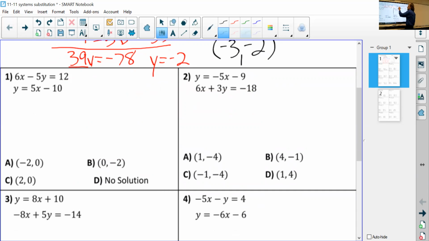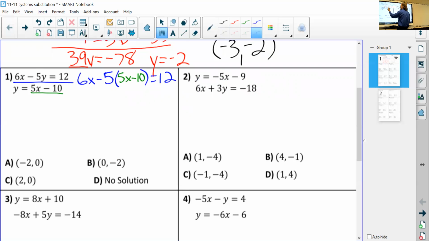So let's try one more. Number one tells us y equals 5x minus 10. Okay, cool. So I'm going to rewrite this top equation, only instead of y, I'm going to replace it with 5x minus 10. So 6x minus 5, and then we'll put 12, and then in green here, just to color coordinate, we're going to put 5x minus 10. And then we're just going to solve it.